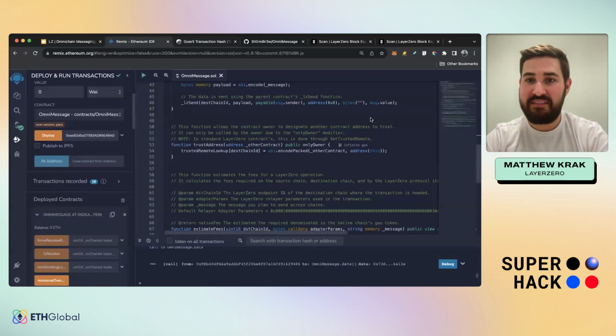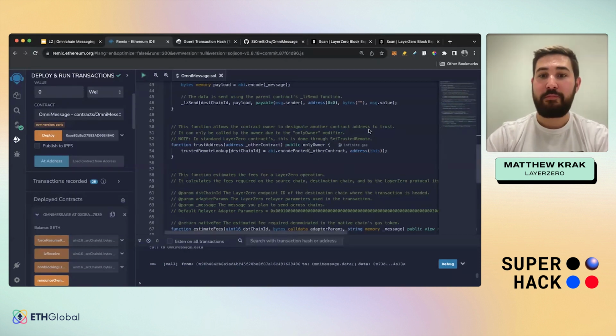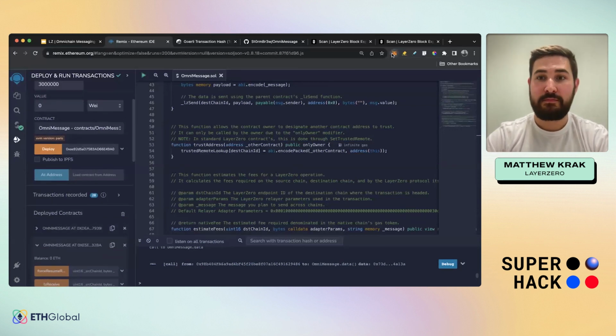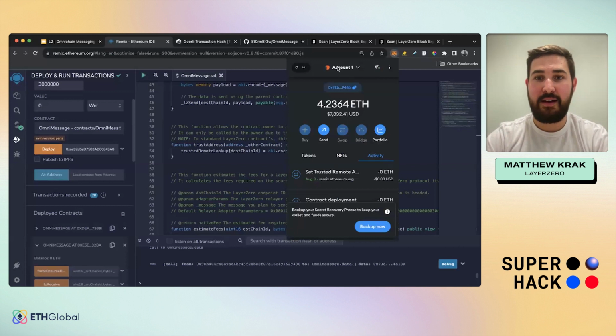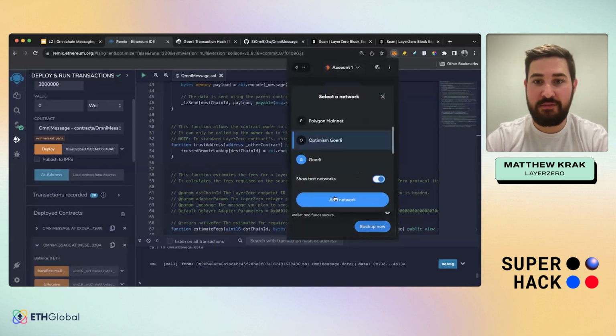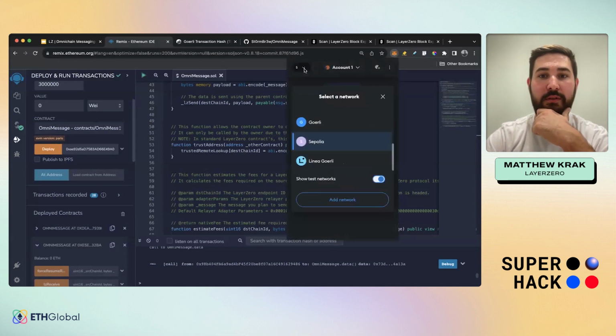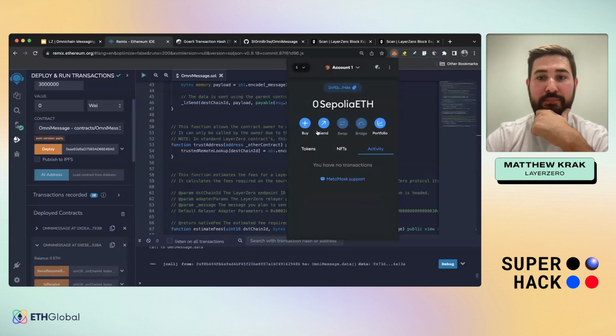Yeah, in the meantime, let's see if there's any other questions up here. Can I show an example if there are 3 or more chains? Yeah, good question. If I was going to do 3 or more chains, all I would do, let's see if I have any Matic in here, actually. That would be a good way to figure this out. Or do I have enough Sepolia ETH? I don't. Okay, bummer.